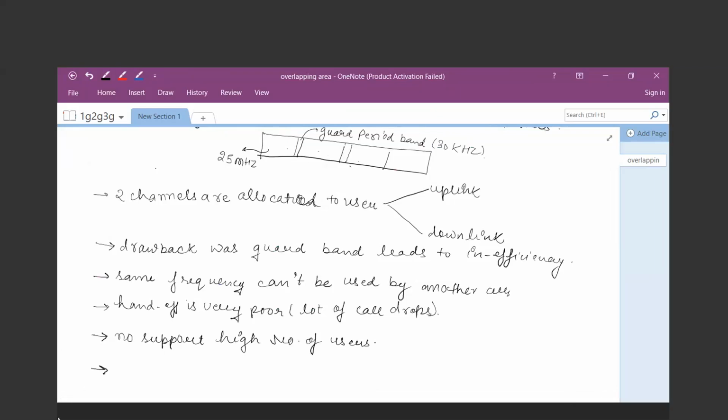And also because the handoff strategy is very poor, and there is inefficiency because a lot of bandwidth has to be consumed to allocate the guard period, quality of service is very, very poor. That means voice quality is not up to the level, and also there is no security.